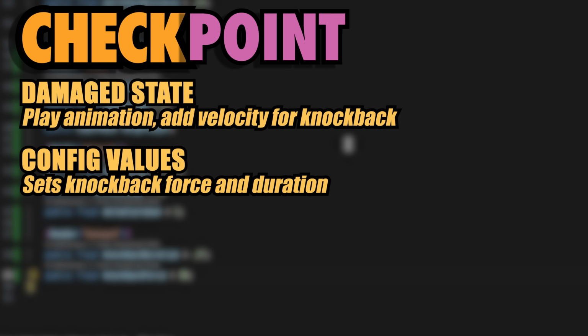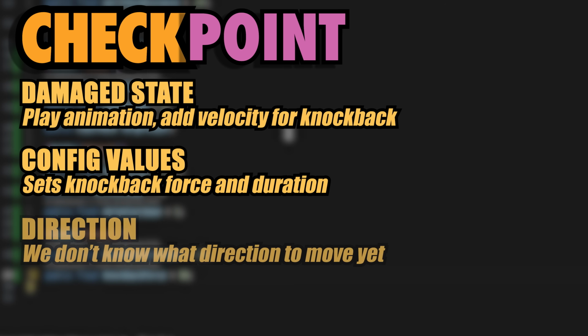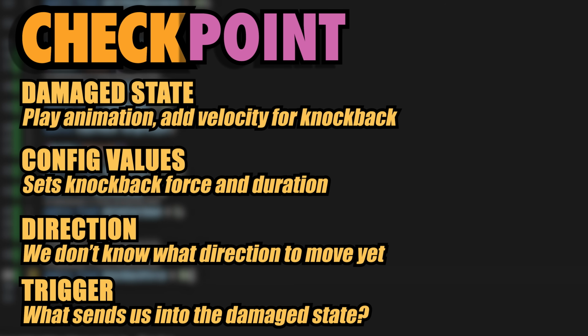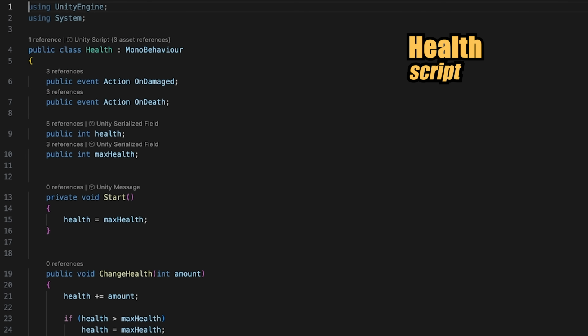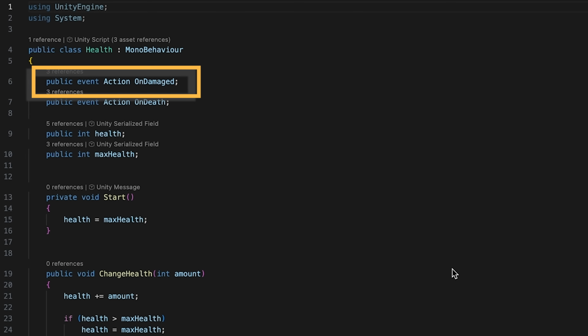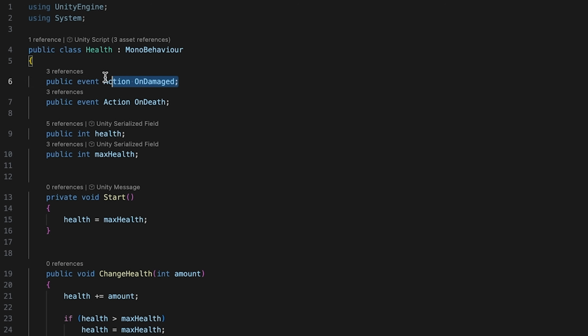All right, so now our state's all set up, but we need a way to actually let it know what direction we're being attacked from and also set up the transition into that state. For this, we're gonna head to our health script. Remember that we've already created an action here called onDamaged, and this will just allow any subscribing scripts to know when a damage event has happened.